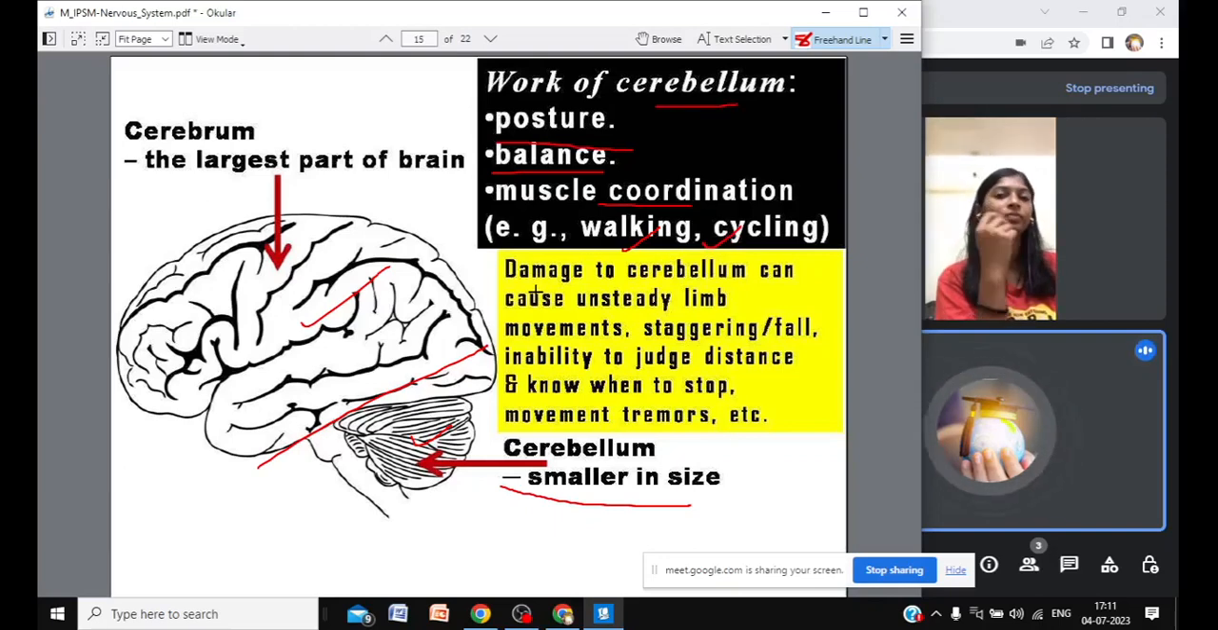If there is damage to the cerebellum, it will cause unsteady limb movements, meaning uncontrolled and unsteady limb movements, staggering and falling. You will not be able to walk properly. You will have an inability to judge distance; you won't know how far a thing is, and you won't know when to stop. You will have tremors, shakings or tremblings, and staggering and falling. The person will stagger and fall many times if there is some damage to the cerebellum.